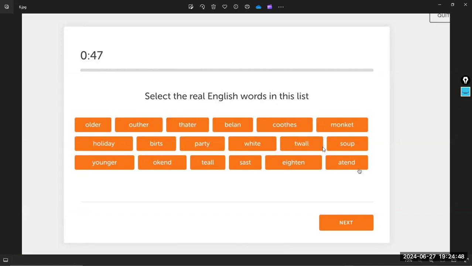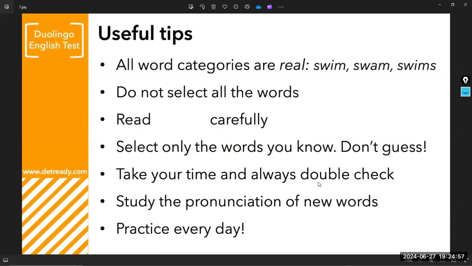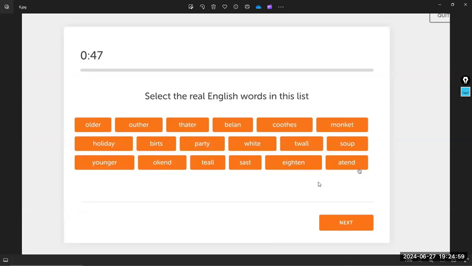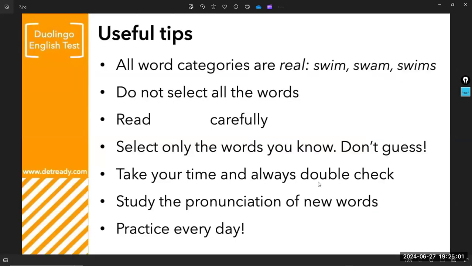This is not a joke, Malak. Okay? So please, this is real English. You have to depend on yourself. You have to practice, because absolutely the Duolingo exam is about practicing. The more you practice, the better you will be. So we don't have to select all the words.